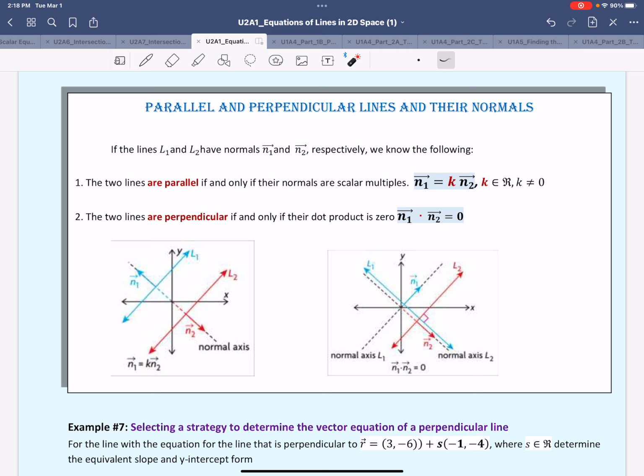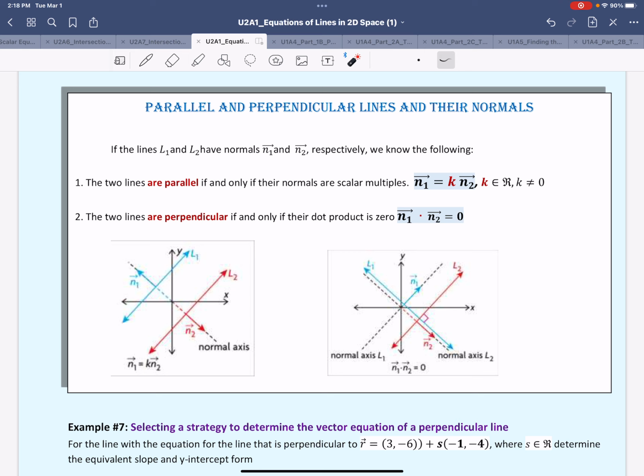Now, if two lines L1 and L2 are perpendicular to each other, then their normals, N1, the normal to line L1, and N2, the normal to L2, would be perpendicular to each other as well. If two vectors, or two normals, are perpendicular to each other, it means that their dot product equals 0.